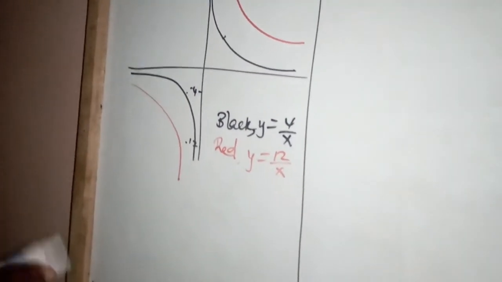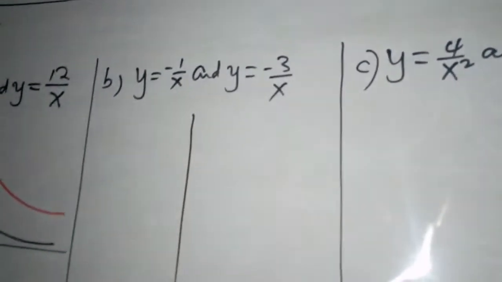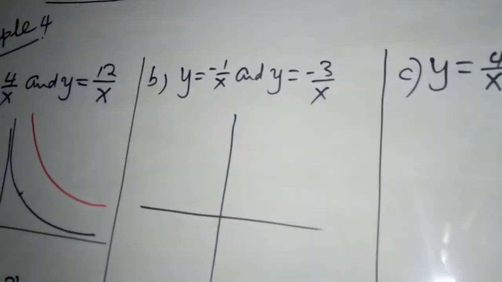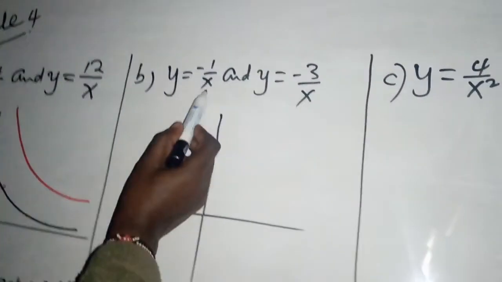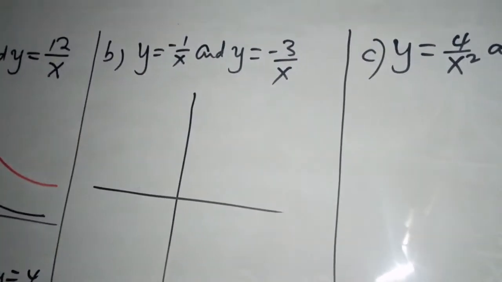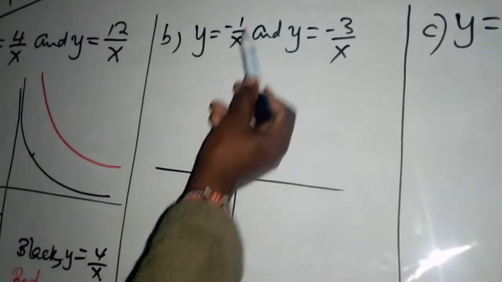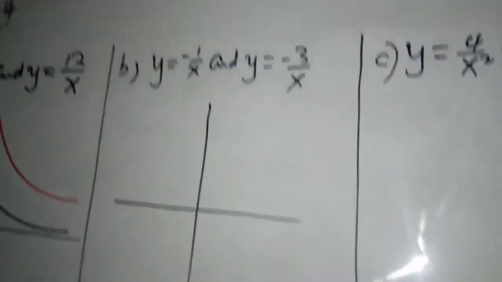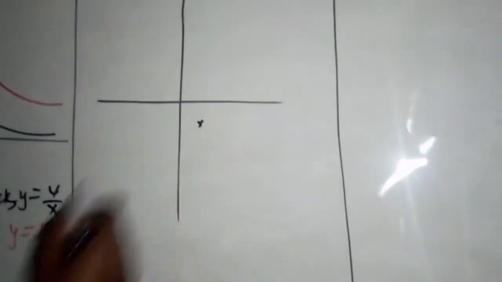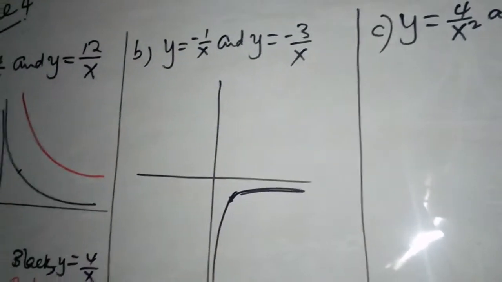I want us to go to part B and talk about y equals negative 1 over x. In the same set of axes, let us discuss this. When x is positive, let's take positive 1, you realize that negative 1 divided by positive 1 is negative 1. Again, the rule of asymptote holds.